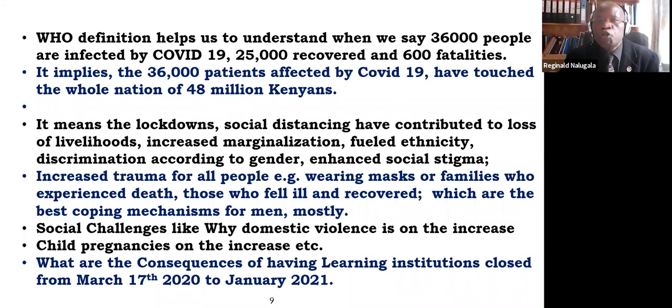It means the lockdowns and social distancing have contributed to loss of livelihoods, increased marginalization, fuelled ethnicity, increased discrimination according to gender, and enhanced social stigma and trauma. Increased trauma for all people, for example, wearing masks, or families who have experienced death, those who fell ill and recovered, and what are the best coping mechanisms, for men mostly. Men normally tend to hide our emotions, but then in the end, we burst out. So there's been an increase in domestic violence. How do we handle this? And how do we interpret this data 17 or 20 years from now?